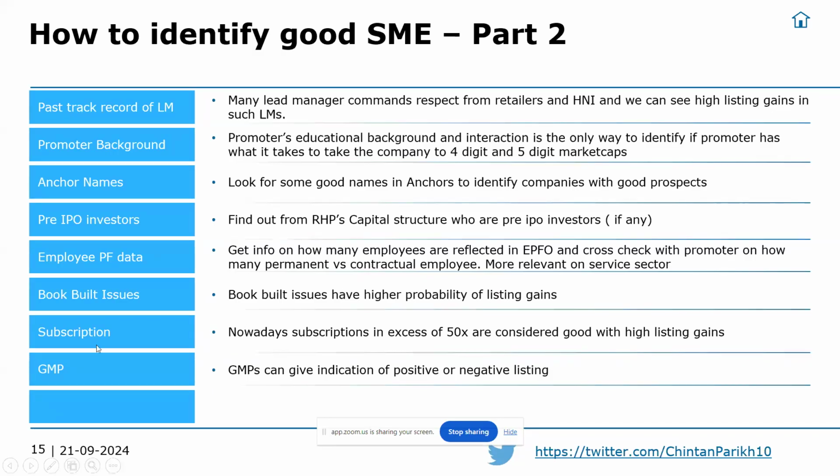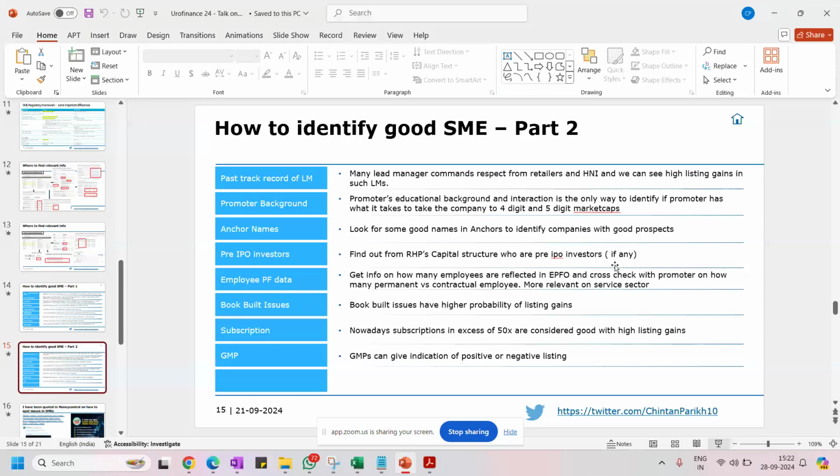Subscription. Nowadays, earlier this was not the case, but now the SME IPO sees a crazy amount of subscription. So I say if it is 50x or more, then it's a good subscription and we'll see a decent listing. Otherwise, there could be a negative listing possible. And the gray market price, GMP, I've just explained how that can be used for either positive or negative indication. Now we can take the questions.